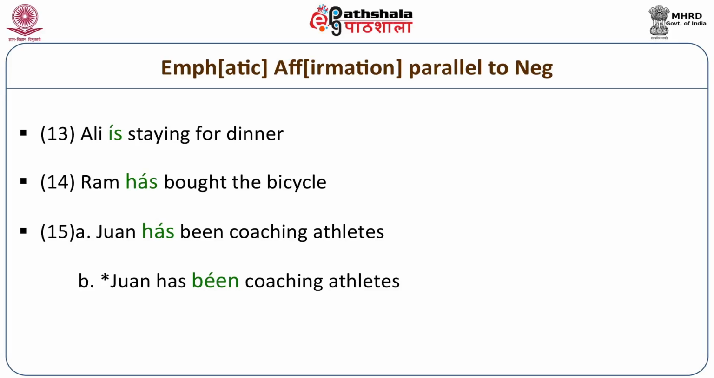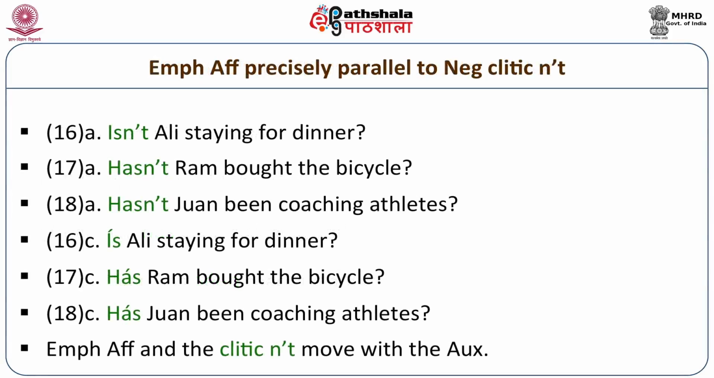Now, just as not is associated with the first auxiliary if there is a sequence of two auxiliaries, likewise, emphatic affirmation, when it sees a sequence of two auxiliaries, gets attached to the first and not to the second. Thus, you get Juan has been coaching athletes, with emphasis on has. You cannot say Juan has been coaching athletes with emphasis on been; that is ungrammatical. When you look further into the details of negation, you find that there are two versions of every negative sentence.